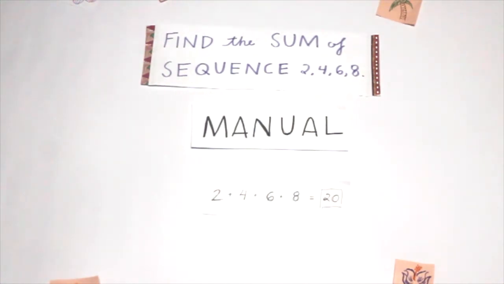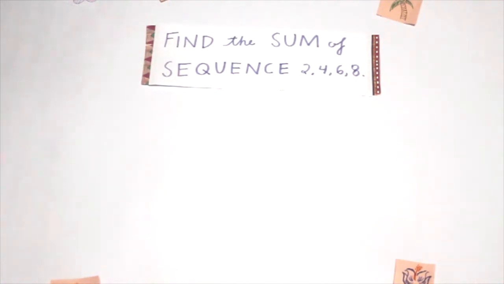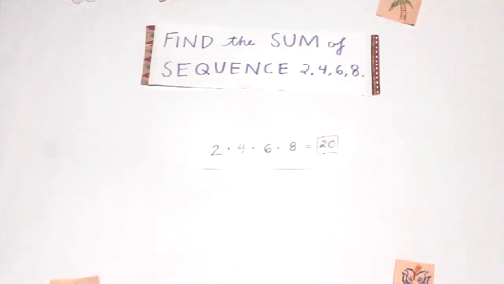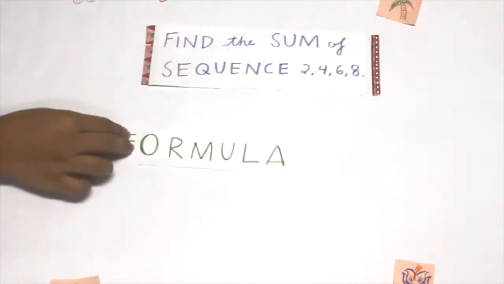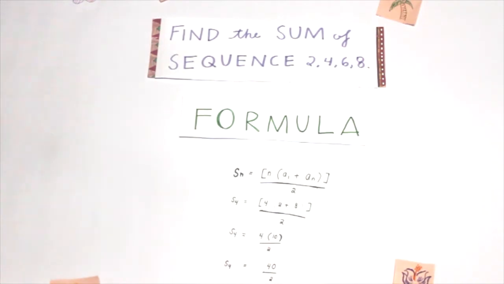Look at the sequence, 2, 4, 6, and 8. Let's try adding 2 and 8 first. 2 plus 8 is 10, right? Now what about the two middle numbers, 4 and 6? 10 also, right? 10 plus 10, 20. Now, try adding it one by one this time. 2 plus 4 is 6. 6 plus 8 is 14. 6 plus 14 is 20. The formula that we use for arithmetic series is a shorthand version of saying what I just mentioned previously. 2 plus 8 is 10 and 4 plus 6 is 10, and 10 times 2 is also 20.